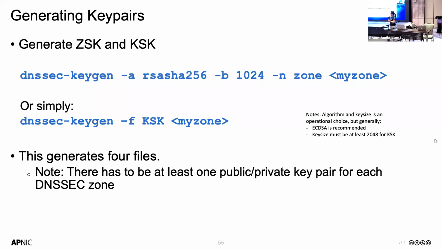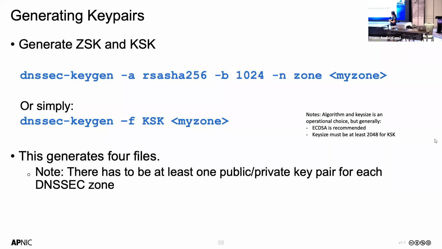The command that we use is dnssec-keygen, and you specify the algorithm. Here we're using RSA SHA-256 because it's easier to see the difference between the two keys when you're using RSA. So that's the only reason for still using this algorithm for this example. But you can see in the note there that generally the operational choice is now to use ECDSA with a key size of usually between 1024 and 2048 bits, but mostly 2048 bits, I think, for KSK.